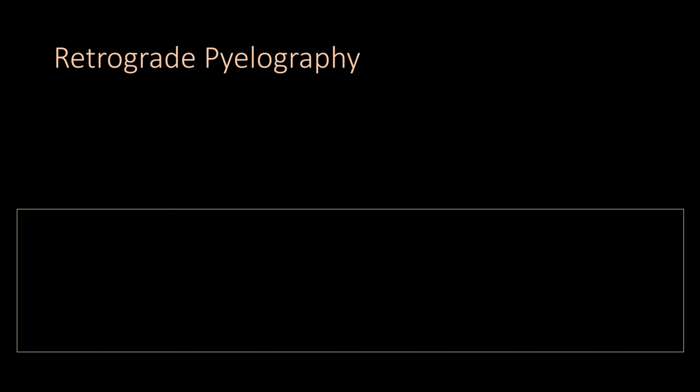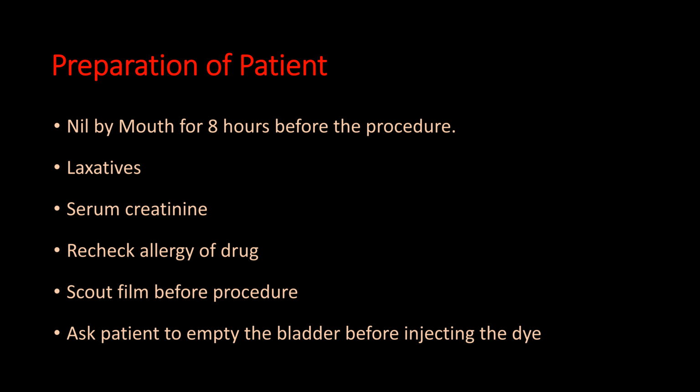Second is the retrograde pyelography. It is also known as ascending pyelography. Retrograde pyelography can assess only the structural pathology. It cannot assess the functional pathology of the kidney or urinary system. It is indicated when intravenous urography or CT scan urography cannot give proper result of the ureter segment. The preparation is the same as it is in the intravenous urography.